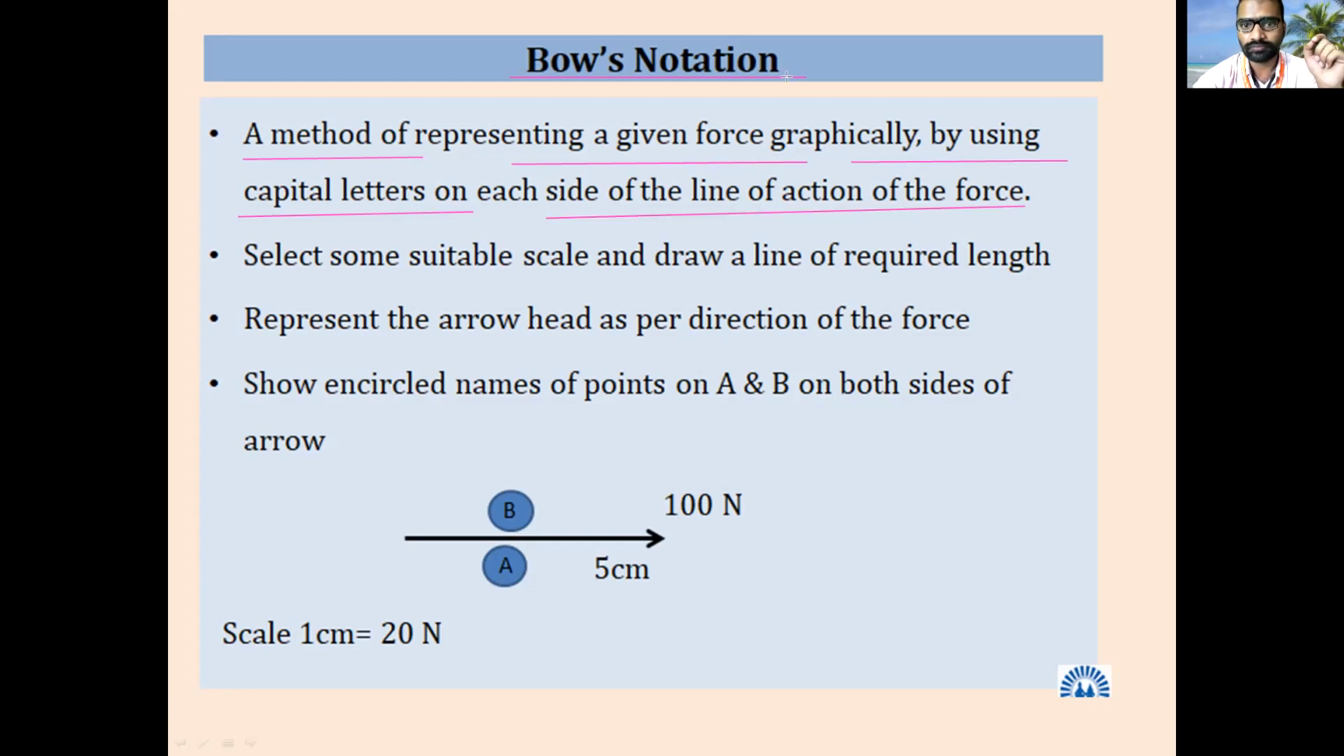Consider this is a force. This is the line of action of the force, from this point to this point. It is moving like this. We have to specify this force, that is AB. You write the letters on opposite sides of the line of action of the force. You can name it PQ or XY or AB. Any letters you can take, but those letters should be capital letters.